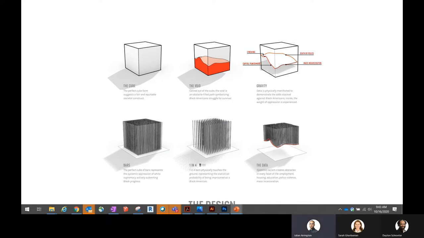We represented the cube by means of using bars. There's actually 484 rods. One in four of those rods will actually touch the ground or slightly float above the ground plane, basically suggesting this idea that one in four Black men are expected to be imprisoned in their life. And the gravity, as I suggested before, is basically depicted with data, and the data is showing the systemic issues and the obstacles of state violence in the succession of Black work through the Black experience.